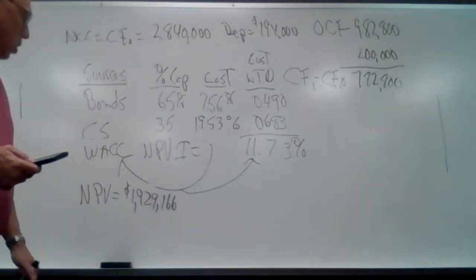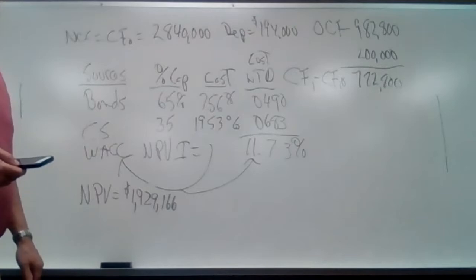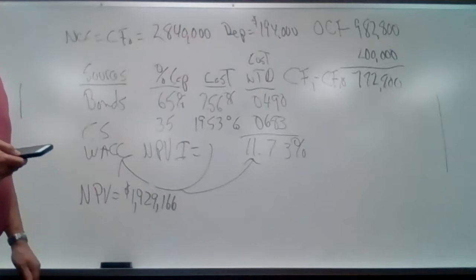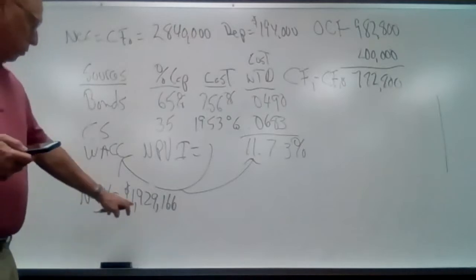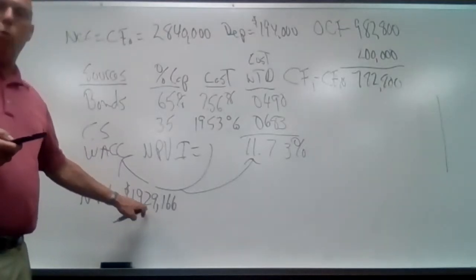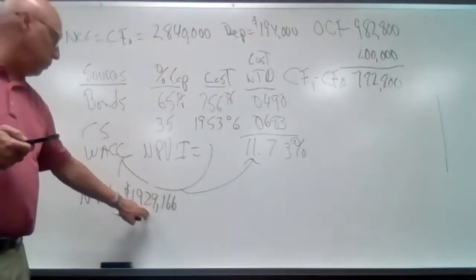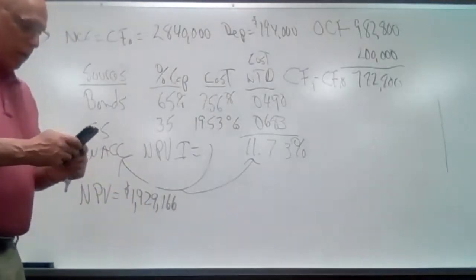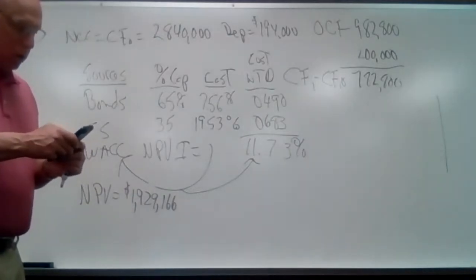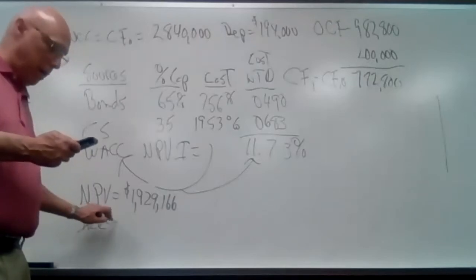Yes. Okay. If we were looking at this project, would we do it? What's the rule when using net present value? Anytime the net present value is greater than 0, you do the project. And if one project creates more value than another project, you do the project that creates the most value first. Okay? Now, hit IRR, compute. And what do you get?